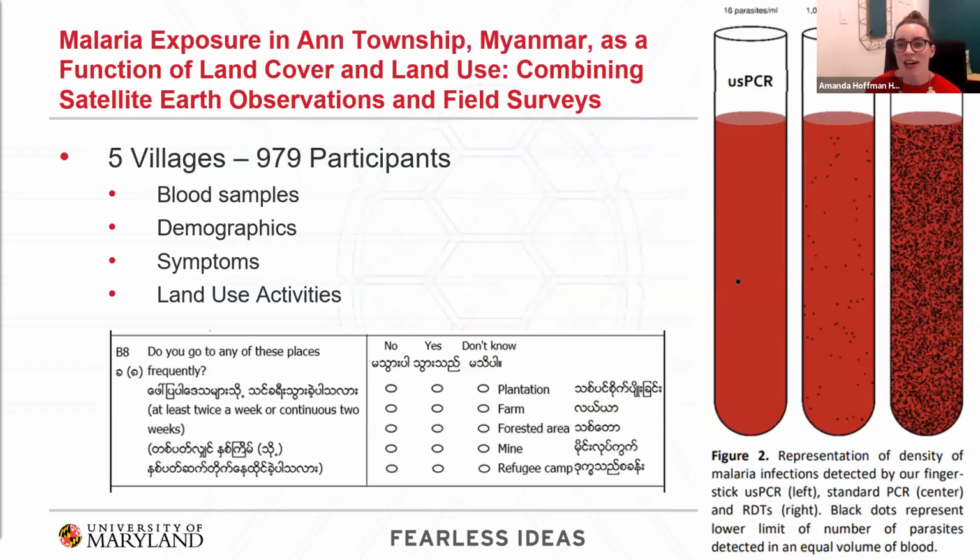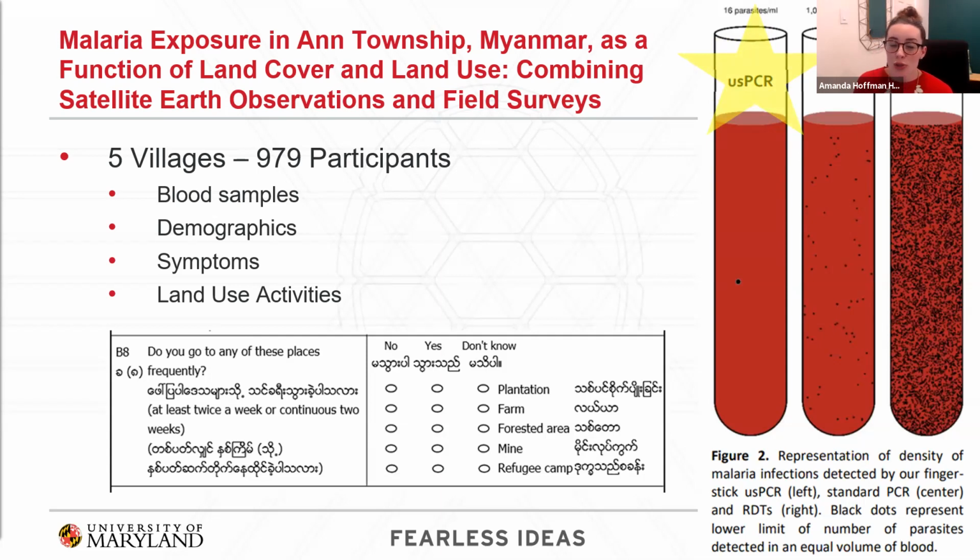So for this work, I sought to combine satellite Earth observations with qualitative field surveys. To do this, I used data that was collected by the Duke Global Health Institute and Myanmar's Department of Medical Research in 2016. Within their data, they had blood samples and surveys from roughly 200 participants each from 5 villages across On Township. The blood samples were diagnosed using ultrasensitive reaction methods, which can detect much lower levels of parasites than the more common testing mechanisms. This meant that the data was able to include asymptomatic participants. They also collected demographics, symptom information, and asked about their land use habits.